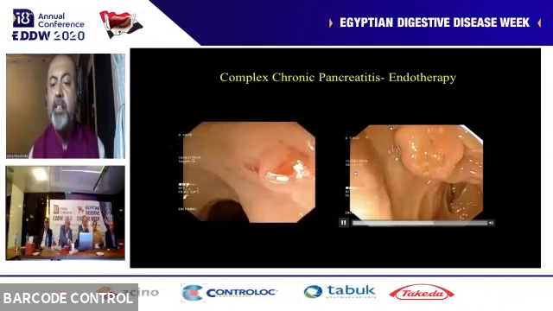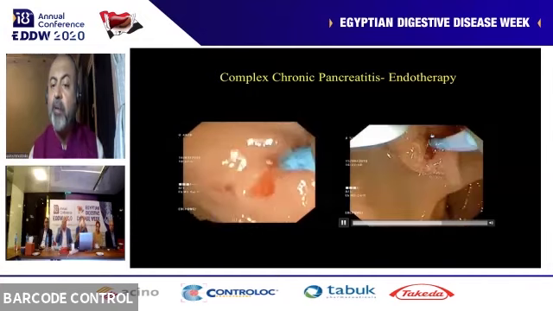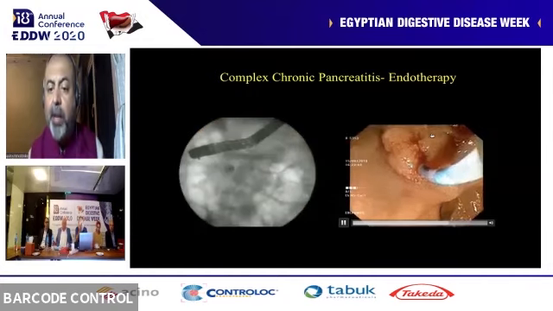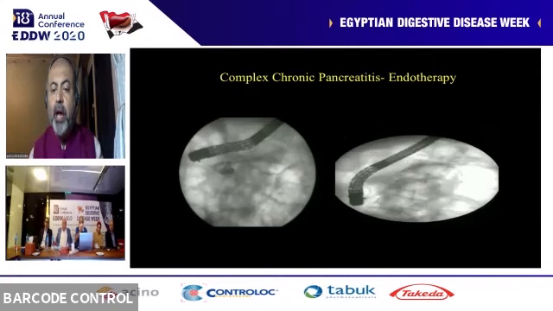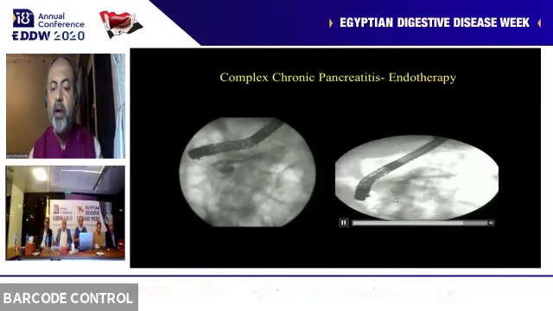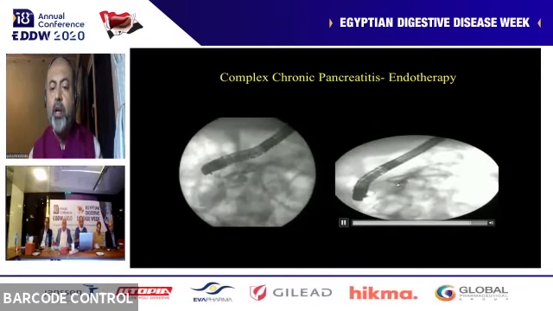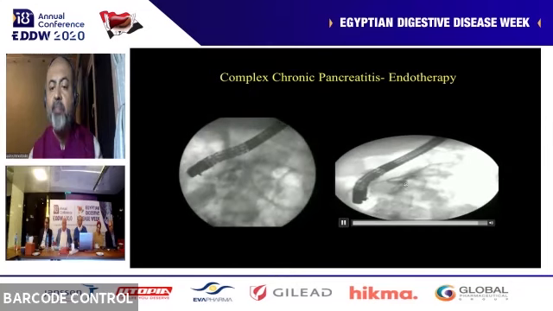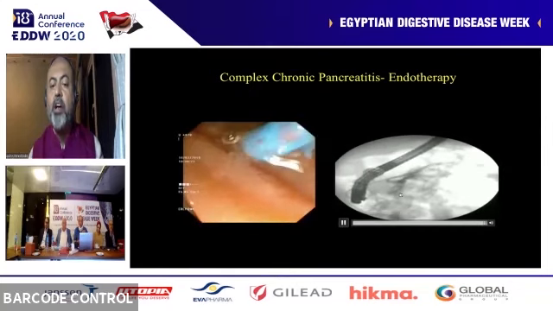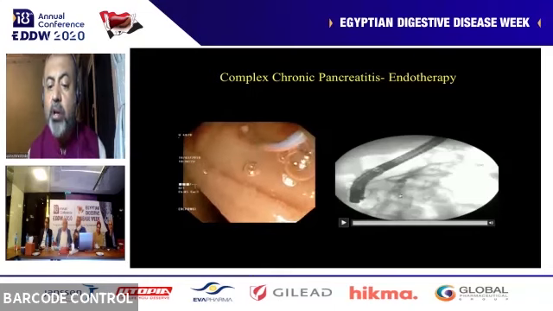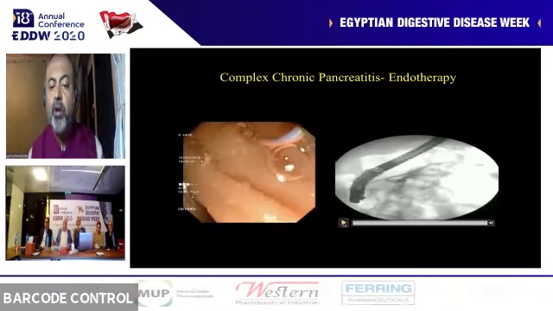So I placed a 5 French single pigtail stent from the minor papilla, then entered the major papilla, and see what I'm doing now. I'm trying to go in, but I'm not able to go. There is a stone sitting here at the junction. So none of the baskets, none of the things will go ahead.